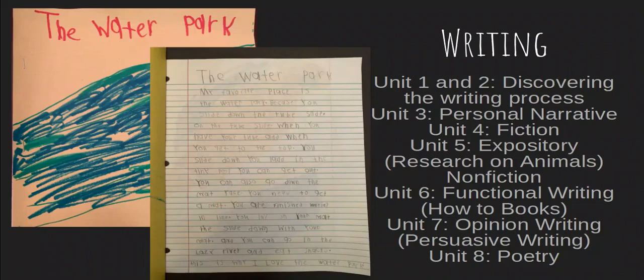Our expository writing is our nonfiction section. The students are researching about animals, and then they get to present it as maybe a PowerPoint or maybe a book, but it's informing others about an animal of their choice. Then we'll transition into functional writing, and these are how-to books. So how do you draw a dolphin? How do you bake a cake? It's showing how they inform others on how to complete a task of their choice.